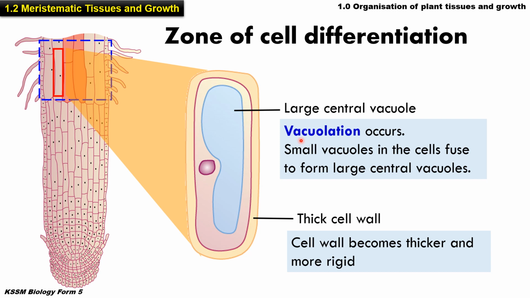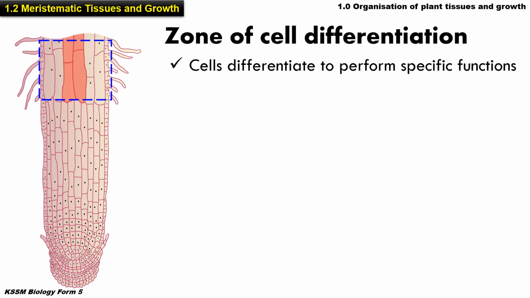So, kata dekat sini ada differentiation. Sabarlah, kita suruh lukis dulu. Dah siap lukis belum? Okay, kalau dah siap lukis, saya pergi next slide. Okay, so in this zone, the cells start to differentiate to perform the specific function.